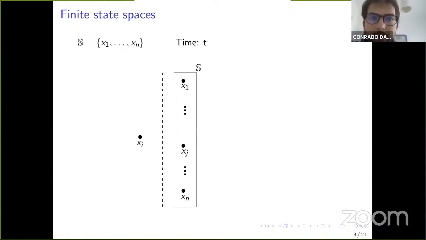So continuous time Markov processes in finite state spaces. I want to divide the description of this process in two steps. First, the construction of the skeleton, and then the construction of the instants of time at which we jump. So for now, let me assume that we're jumping at time t.